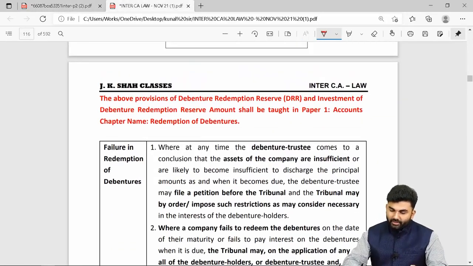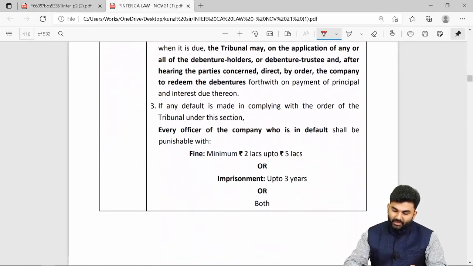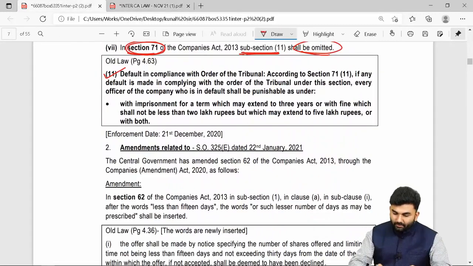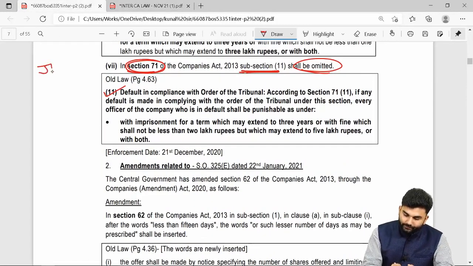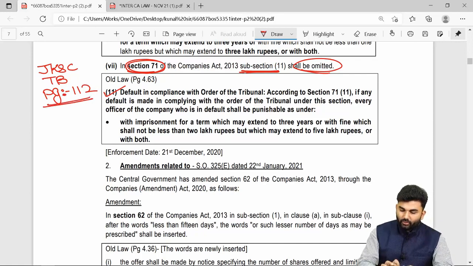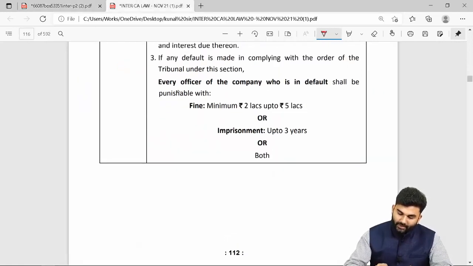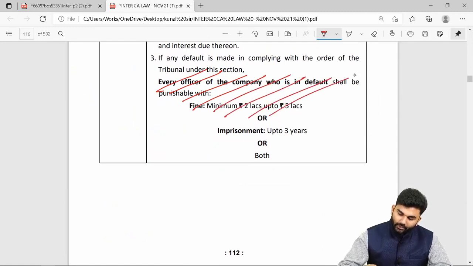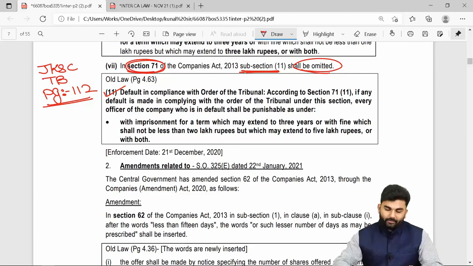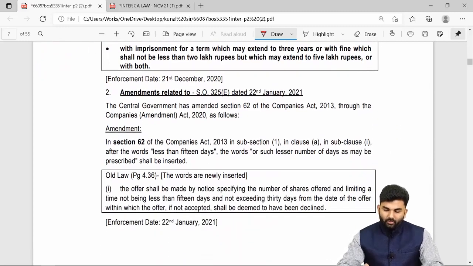So over here in your JKS's textbook, on page number 112, you need to just strike off this penalty part. Okay.